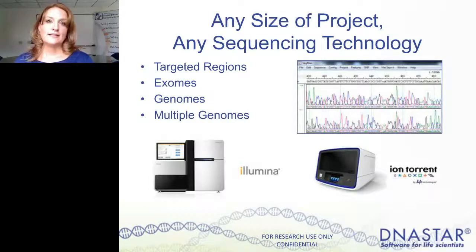Another advantage of DNASTAR software, our next-gen suite of products can handle any size project and any of today's next-gen sequencing technologies. So with our software, you have the flexibility to run projects from targeted regions and exomes right on through multiple genomes or metagenomic analysis. And you can use your Illumina, Ion Torrent, or any of today's next-gen sequencing technologies.